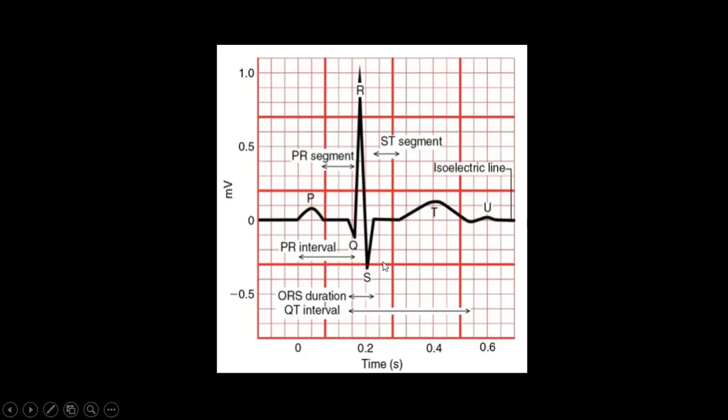Now, what is the cause of the QRS complex? It is caused due to the ventricular repolarization. It is the ventricular repolarization which is responsible for the production of the QRS complex. Its duration is less than 0.08 seconds.